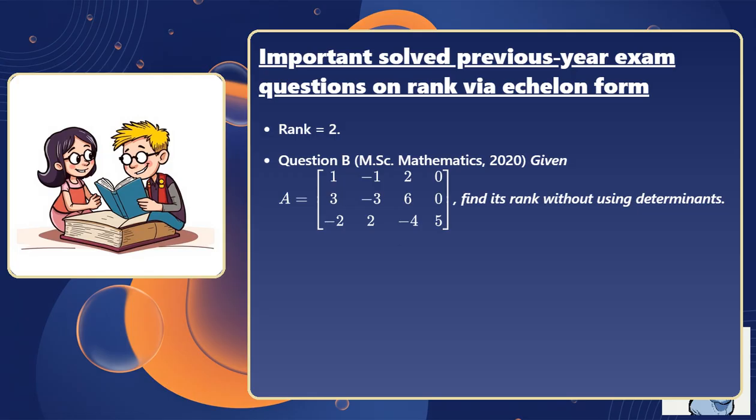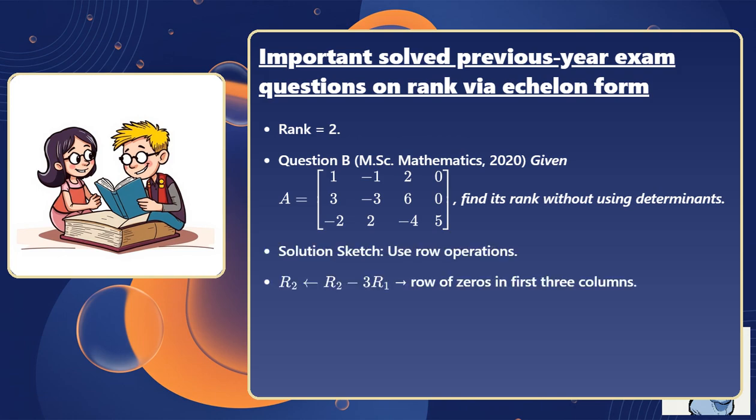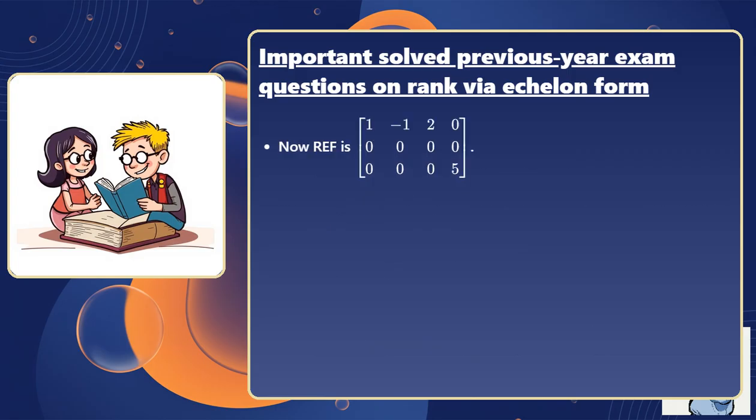Question B, M.Sc Mathematics 2020. Given A, a 3 by 4 matrix with rows 1, negative 1, 2, 0; 3, negative 3, 6, 0; negative 2, 2, negative 4, 5. Find its rank without using determinants. Solution sketch: use row operations. First step, R2 goes to R2 minus 3 R1, giving a row of zeros. Second step, R3 goes to R3 plus 2 R1, yielding [0, 0, 0, 5]. Now the row echelon form is a 3 by 4 matrix with rows 1, negative 1, 2, 0; 0, 0, 0, 0; 0, 0, 0, 5. Two non-zero rows implies rank equals 2.